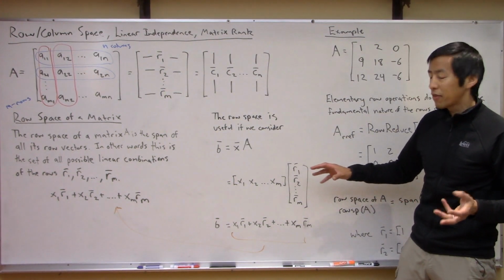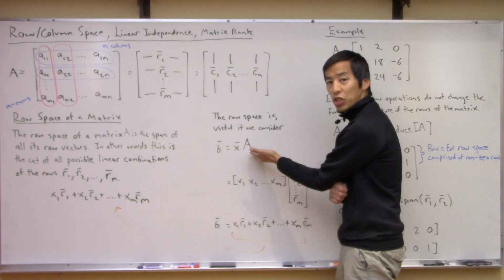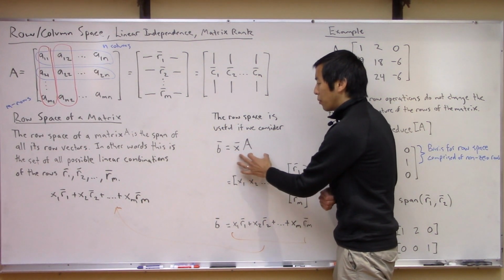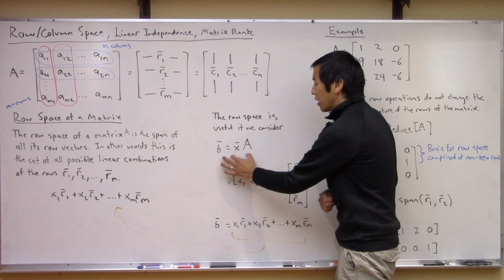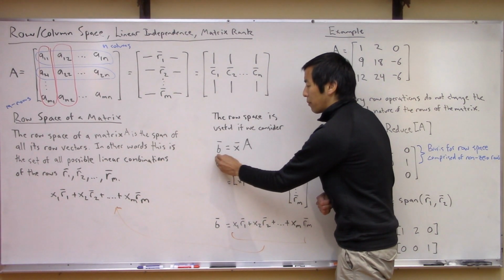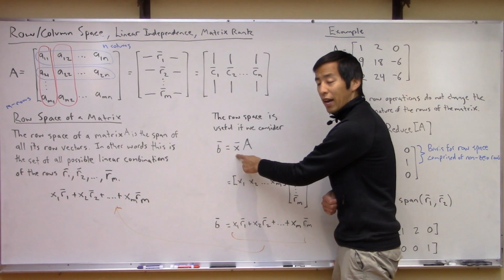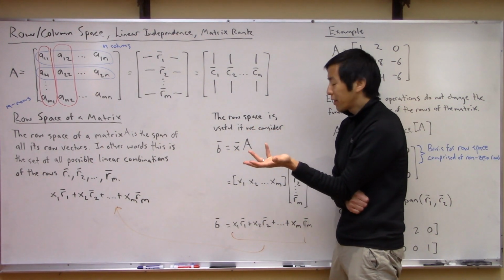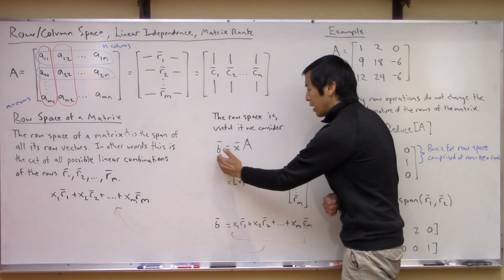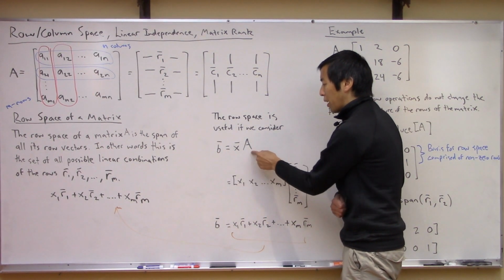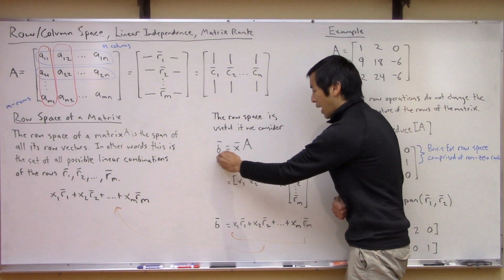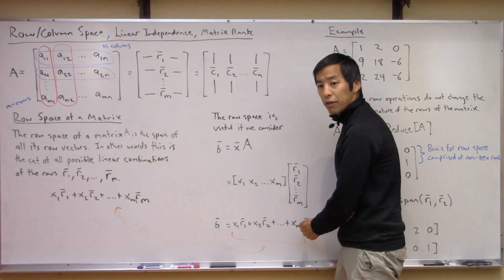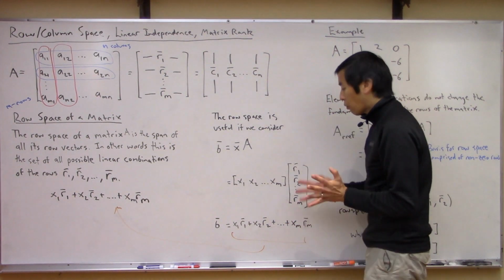This is why row space is helpful: if you ever have an equation like this and you want to ask yourself, is it possible to solve this equation? Let's say someone gives you the matrix A, someone gives you the matrix B, and you need to find these x values that make the left-hand side equal to the right-hand side. Well, the only way that's going to happen is if B is actually in the row space of A, because B has to be made up of a linear combination of the rows of the matrix A. Okay, so that's why it's helpful.